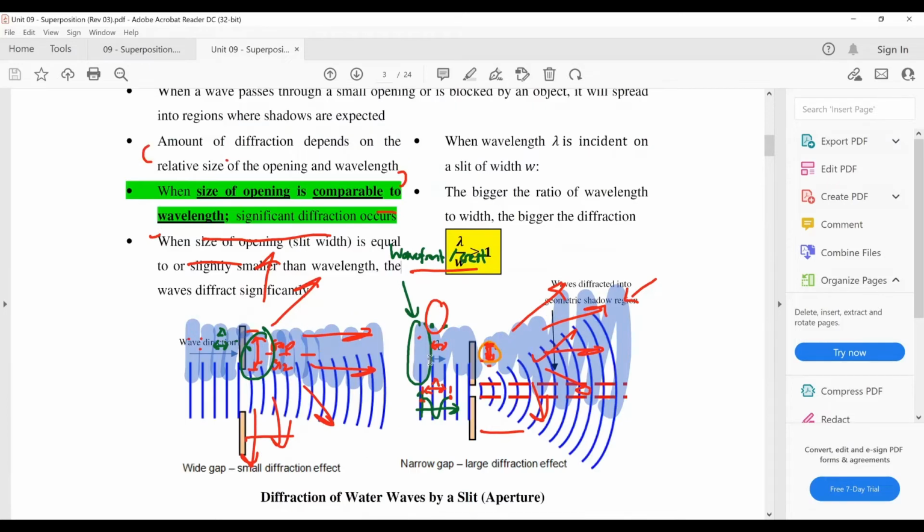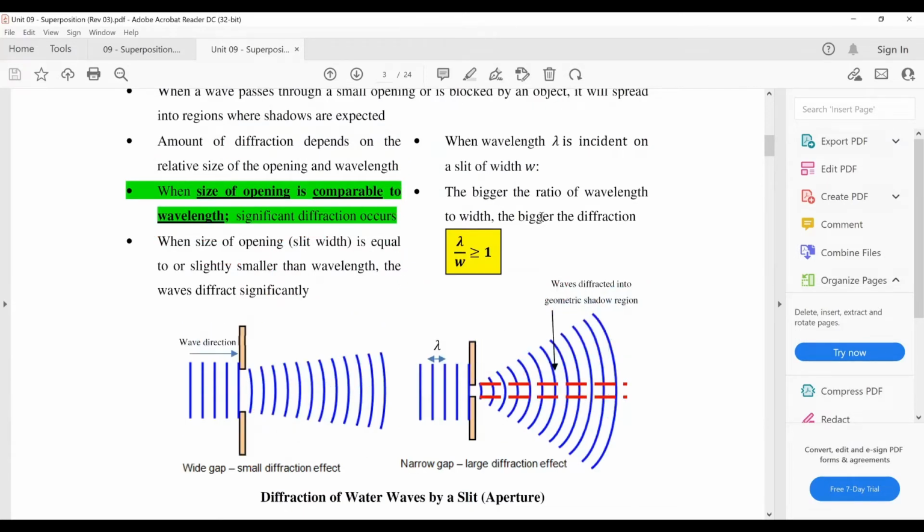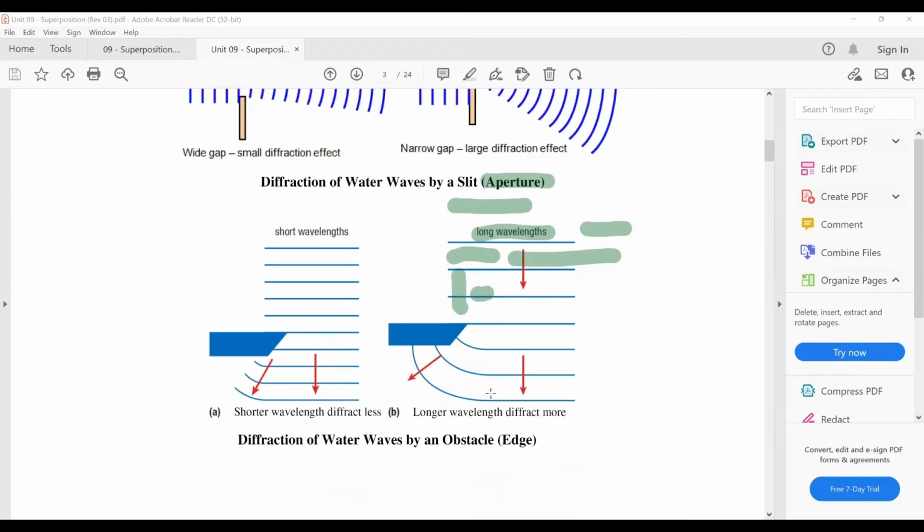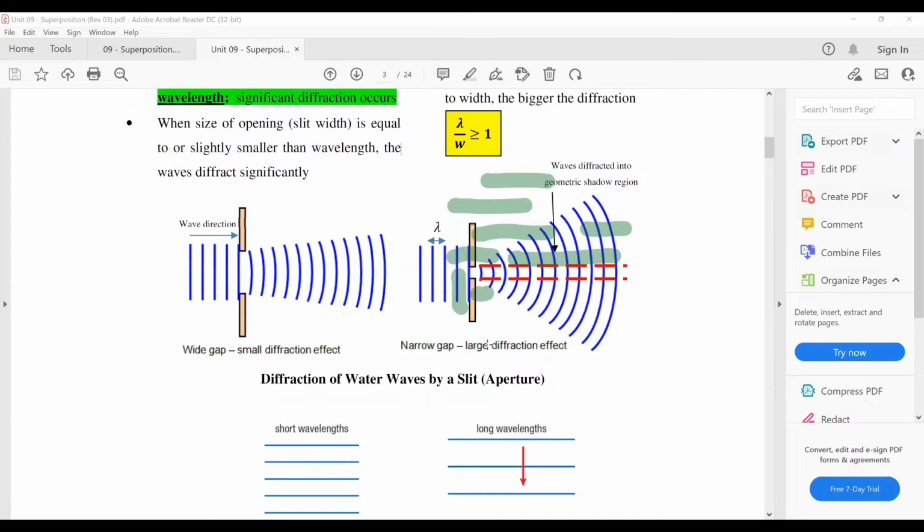Okay, so when you want to evaluate the diffraction, you can either look at the diagram or you can actually do something to calculate out the amount of diffraction. In general, if you want to calculate whether something is going to have a lot of diffraction, you think of it like this. When wavelength lambda is incident on a slit of width W, the bigger the ratio of wavelength to slit width, the bigger the diffraction. Meaning you get the ratio of lambda over W, and the bigger your ratio, the bigger the amount of diffraction you will have. Okay, so that is for diffraction.